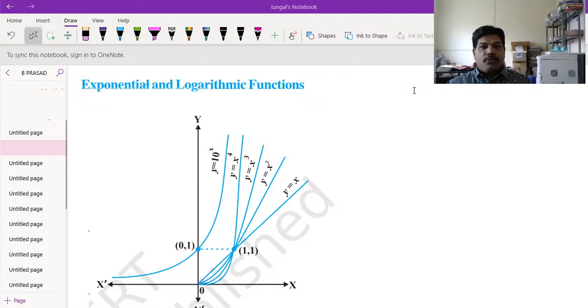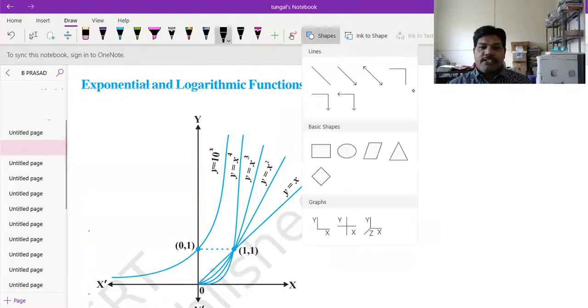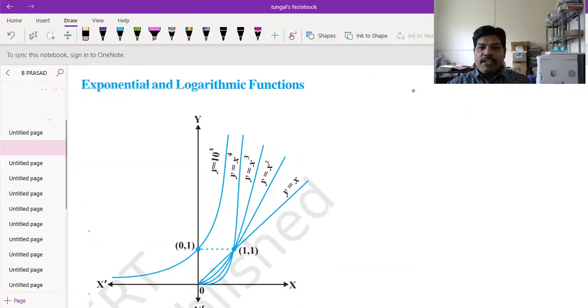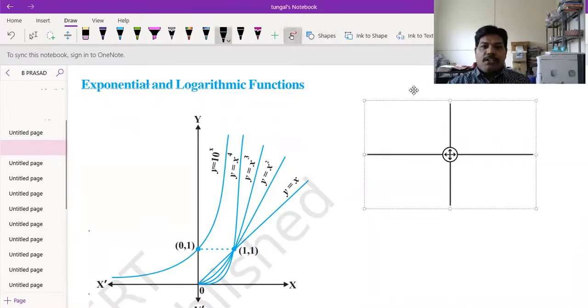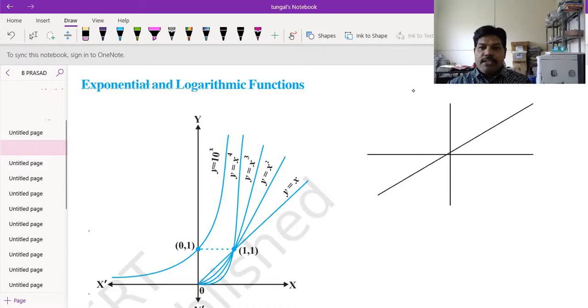First, let us look at the graph of y is equal to x. You already know what the y is equal to x graph is; it is like this. Next, the y is equal to x square graph, which you can draw from the positive side like this, along with the y is equal to x graph.